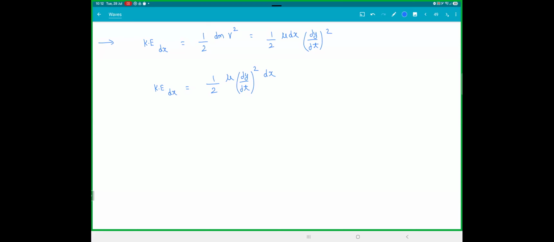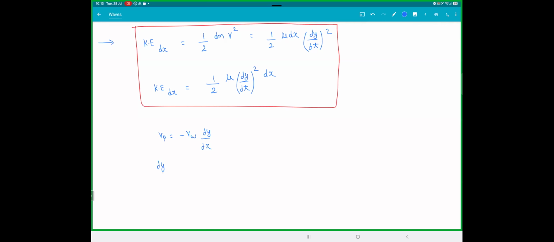And you will see something interesting here. So this is the formula for kinetic energy, but this is the easy way to remember, half dm v square. You can get it. But we also know v particle, which is equal to minus v wave dou y by dou x. So v particle is nothing but dou y by dou t, which is minus v wave dou y by dou x. So if I take this and substitute here, see what you get.